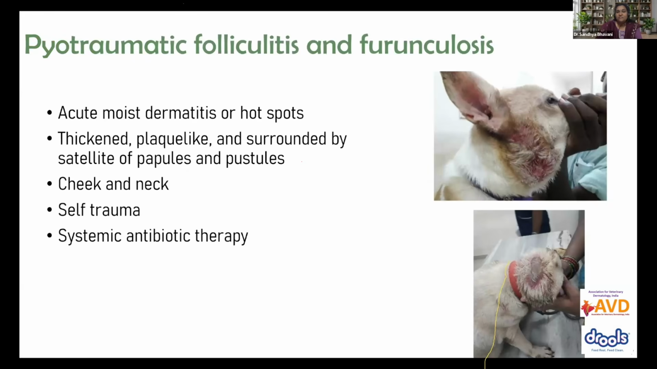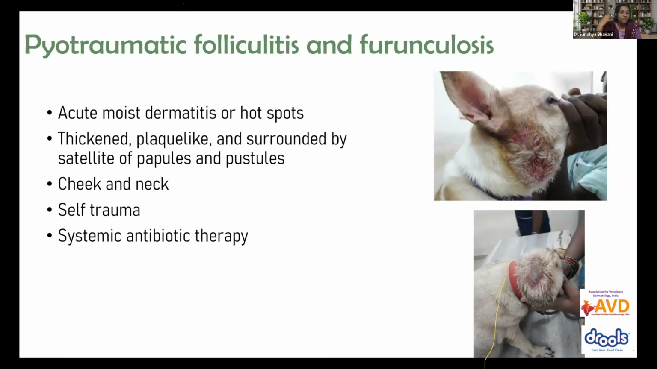In pyoderma itself, there are a few varieties. What we are seeing is pyotraumatic folliculitis or furunculosis. With any allergic condition or hotspot, for example flea allergic dermatitis, you can see this type of lesion anywhere, mainly on the dorsum of the body, or the head and neck area. It is like a thickened plaque-like lesion with pustules, a thickened pustular area like a scab. If you take a cytology, if it is wet, you take it directly. Otherwise, you pull out the scab a little bit and take a swab from underneath.